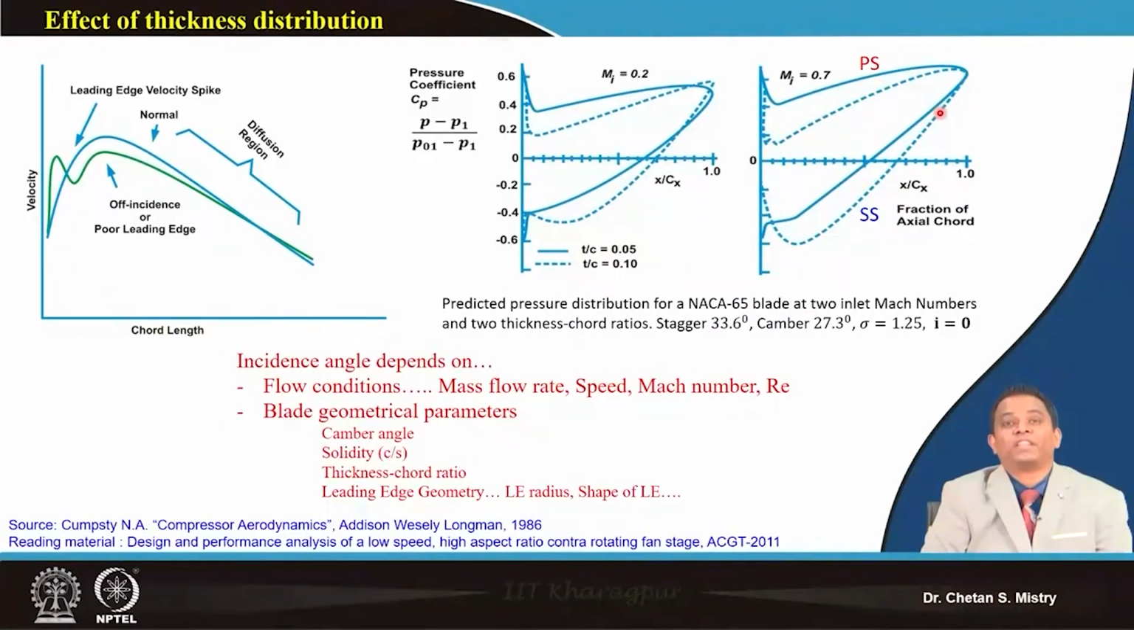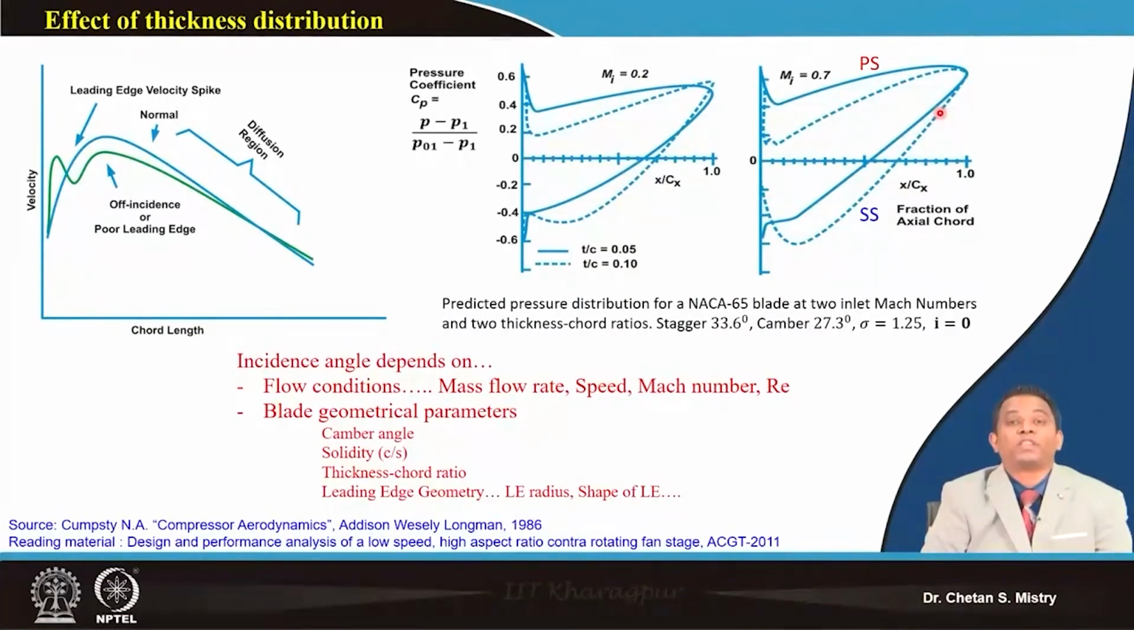Suppose we have a variation that is giving positive incidence, that will give a high CP distribution. If we have a negative incidence angle, that gives a different kind of CP distribution, or say a lower CP distribution. And based on our expected pressure rise at the exit, we need to play with different parameters.